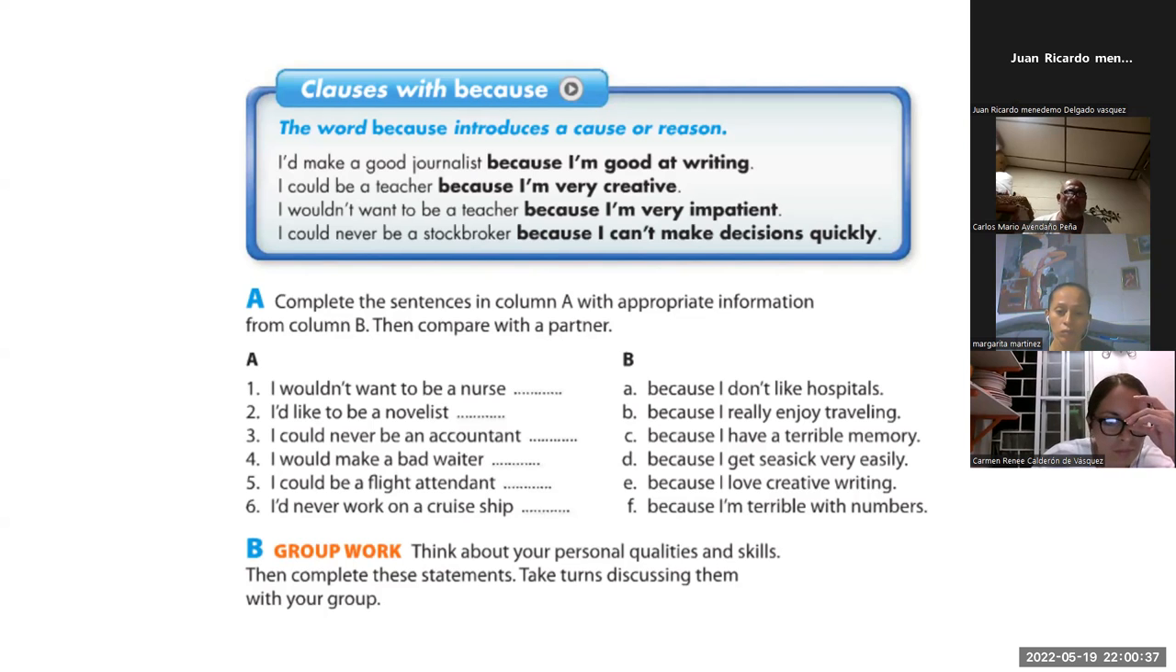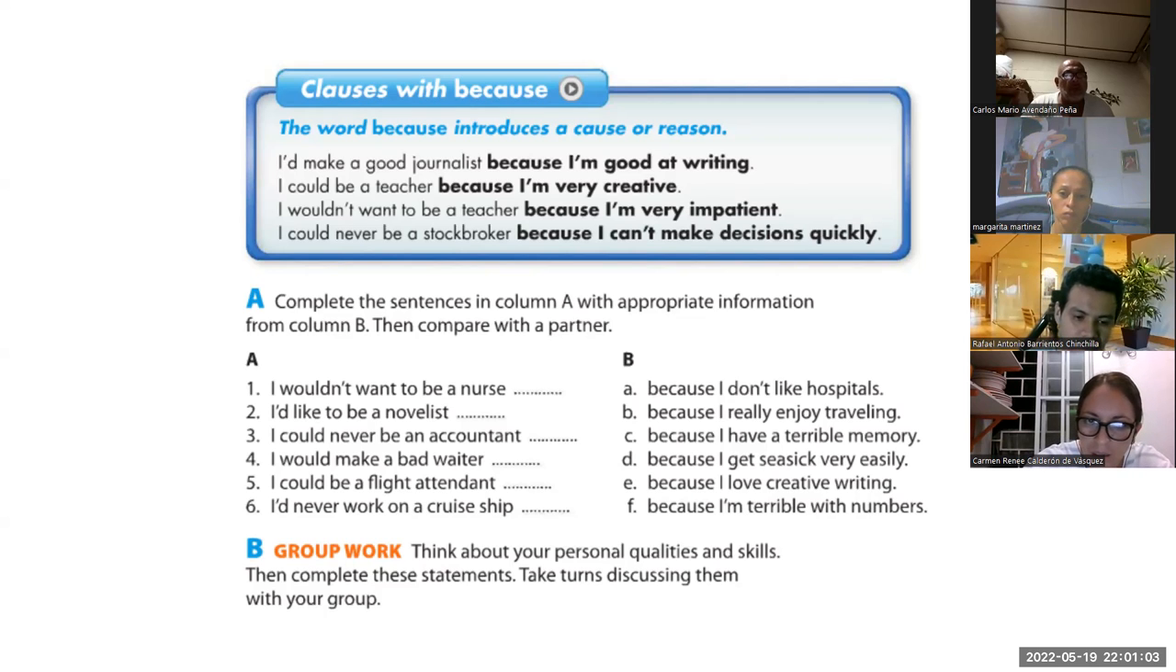I wouldn't want to be a nurse because I don't like needles. I'd like to be a novelist because I am bored writing. I could never be an accountant because I don't like numbers. I will make a bad waiter because I like to be friendly. I could be a flight attendant because I like to travel. I would never work on a cruise ship because I don't like the sea. Oh, really? Interesting.